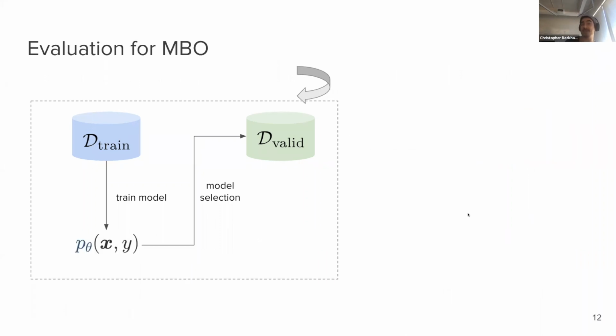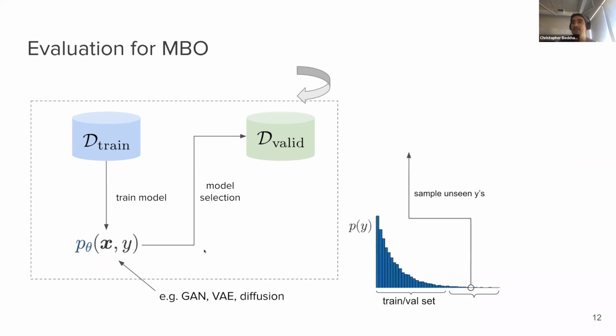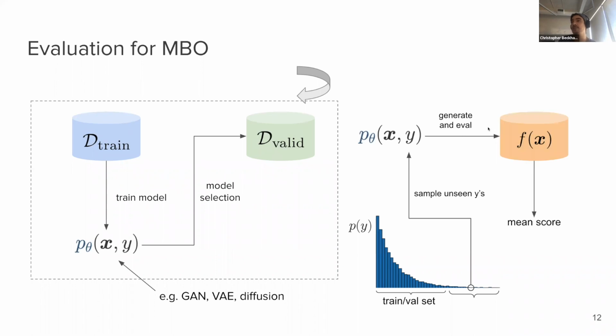But in MBO, it's a bit more complicated. So I'm just modifying this diagram now to say that we have a joint density P of x and y. We have the same thing, but in this case, we have a generative model. It could be a GAN, it could be a VAE, it could be a diffusion model. You choose your choice of model. And maybe at test time we want to sample a Y that we've never seen before. We input that to our joint model and we sample. So we need to generate and evaluate.